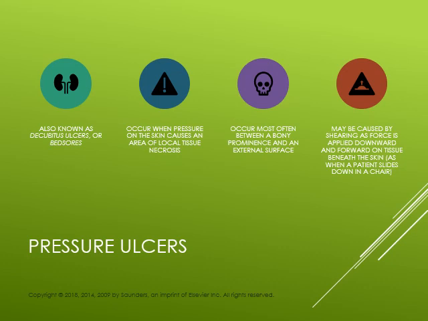Let's define pressure ulcers now. Pressure ulcers are also known as decubitus ulcers or bed sores. They occur when pressure on the skin causes an area of local tissue necrosis. It occurs most often between a bony prominence and an external surface. Pressure ulcers may also be caused by shearing, as force is applied downward and forward on the tissue beneath the skin, as when a patient slides down in a chair.